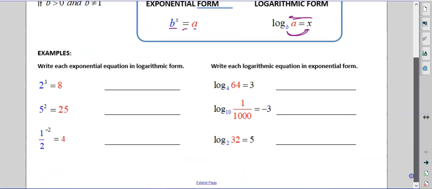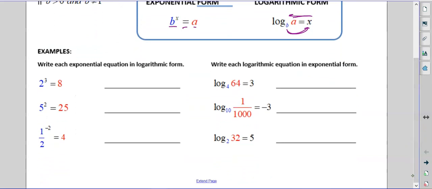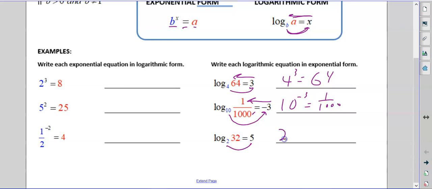I'm actually going to start on the right side here because for my brain, it's easier this way. So 4 to the third, across the equal sign, 64. 10 to the negative 3, which should seem familiar because when it's negative, that means the number's in the denominator. Back across the equal sign, 1 over 1,000. Swish, 2 to the 5th, across the equal sign, and flick, 32.